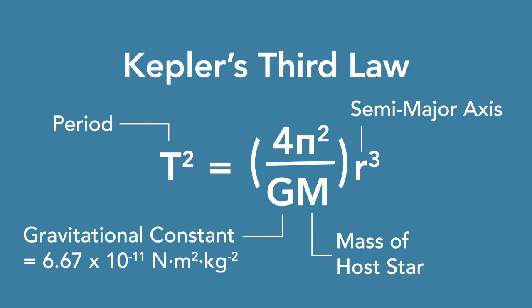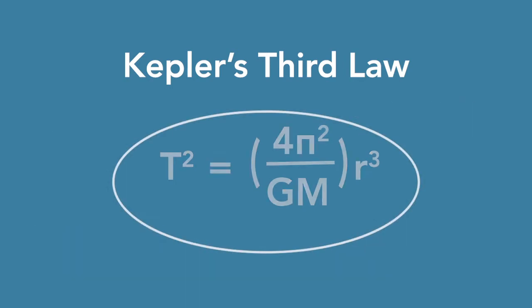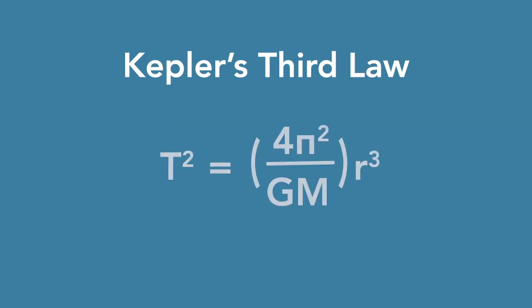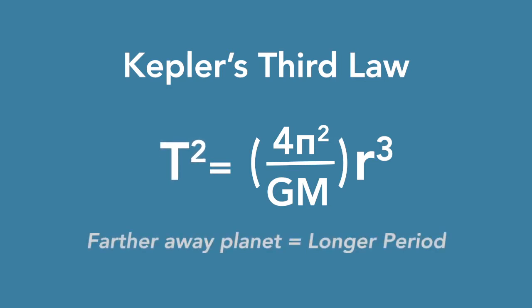Remember from Kepler's first law that the orbit of a planet is an ellipse. The semi-major axis of an ellipse is the distance from the center of the ellipse to one of the two farthest points of the ellipse from the center. Looking at this equation, what do you think happens to T if we make R bigger? If you said T gets bigger, you are right. This means that the farther away a planet is from its star, the longer its period is, or the longer it takes to make a full orbit.